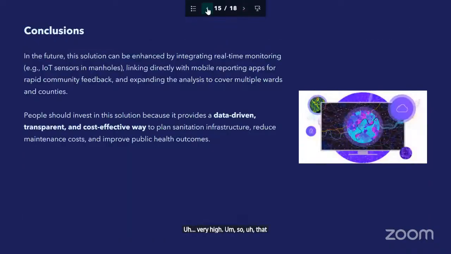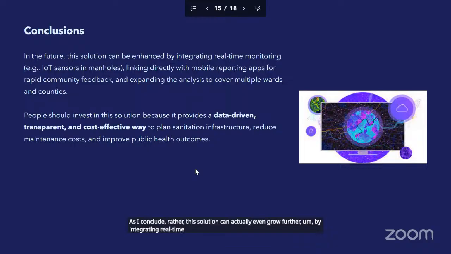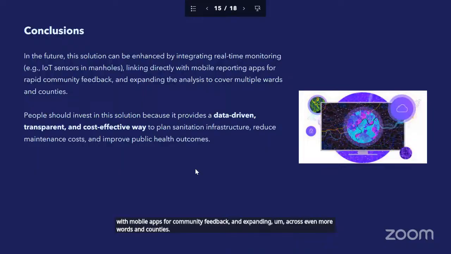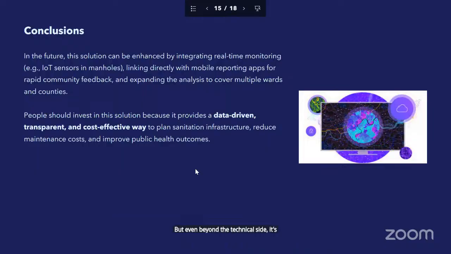That was my demo. So, as I conclude, this solution can grow further by integrating real-time monitoring with Internet of Things sensors in manholes, and linking these with mobile apps for community feedback, and expanding across even more wards and counties. But even beyond the technical side, its real power is in its impact by offering a transparent, data-driven, and cost-effective way to plan sanitation infrastructure.